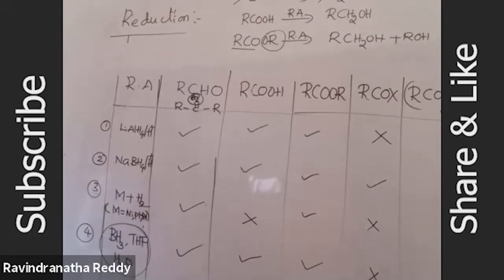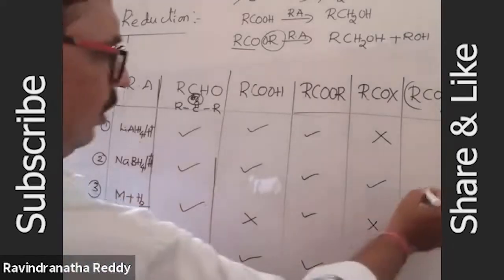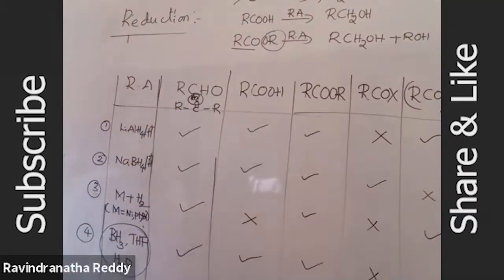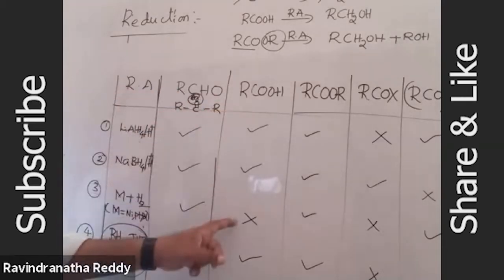Now acid anhydride. For the acid anhydride condition, you don't use sodium borohydride; you can use any of the others. So the selection of reducing agents is important. For acid halide, you can use sodium borohydride, but lithium aluminum hydride is not useful. For the carboxylic acid condition, don't use metal hydrogen.